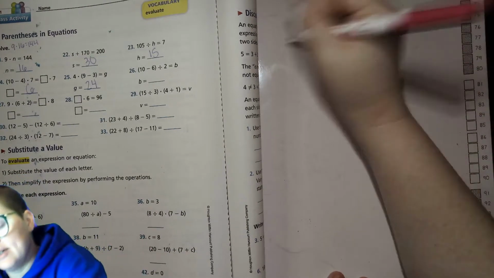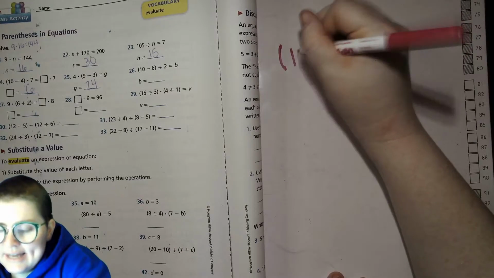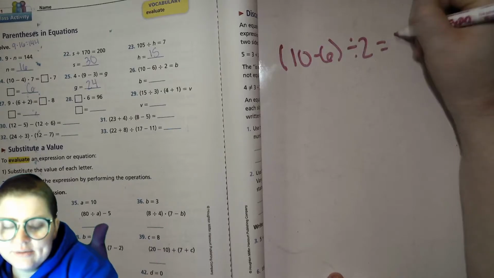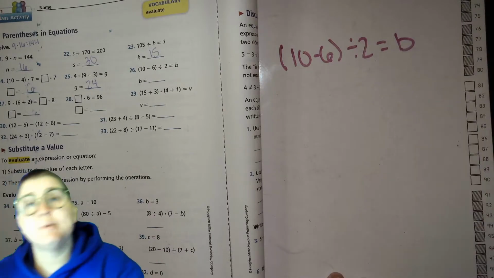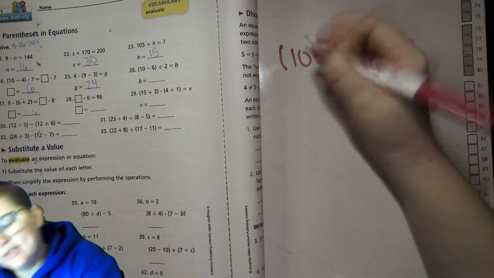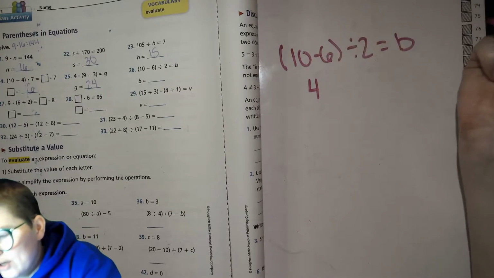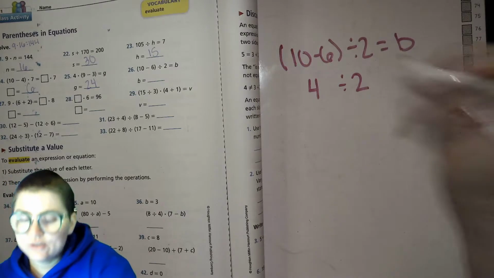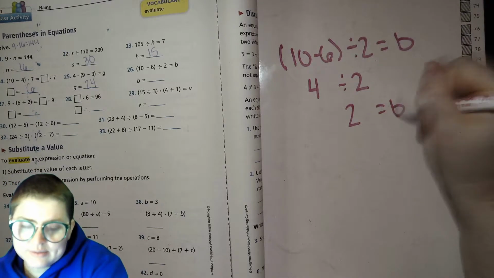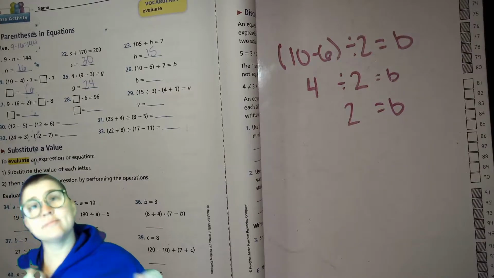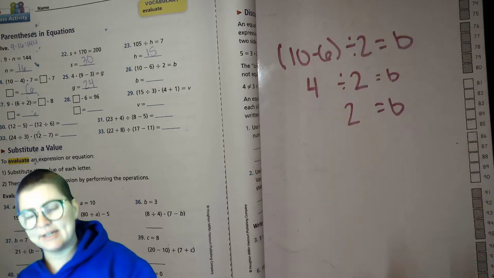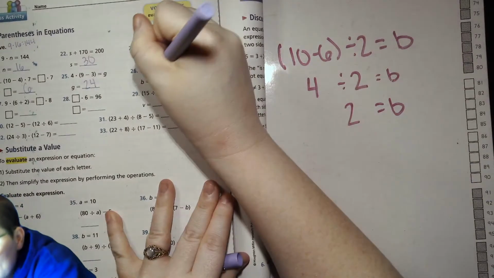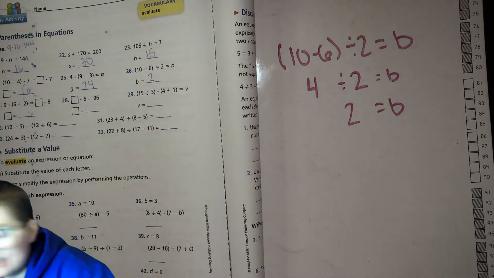Next one, here we go. Parentheses, 10 minus 6, close parentheses, divided by 2 equals b. What do we do first? Parentheses, which is 10 minus 6 is 4. Then we're going to divide that by 2. 4 divided by 2 is 2. So 2 equals b. So each step we're doing, we're making it a little more simple until we have just this basic equation. b equals 2 or 2 equals b.